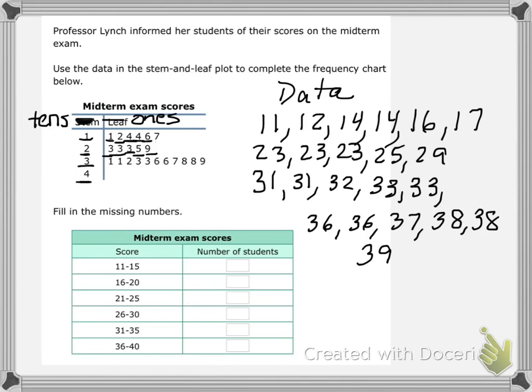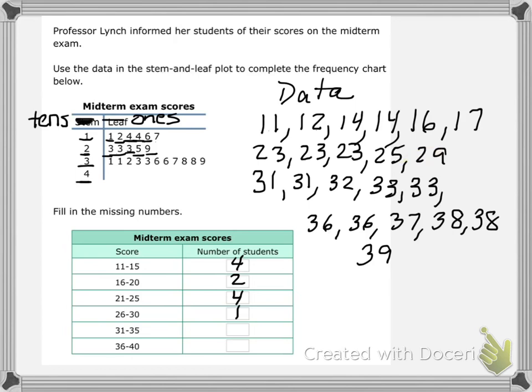So now we can use this data to fill in the number of students. I'm going to count the number of numbers between 11 and 15, including 11 and 15. So we have 11, 12, 14 and 14. There are 4 of them. Then we have 16 to 20. So 1, 2, just 2. Then 21 to 25. 23, 23, 23, and 25. So there are 4 of them. 26 to 30. So that would be 29 only.